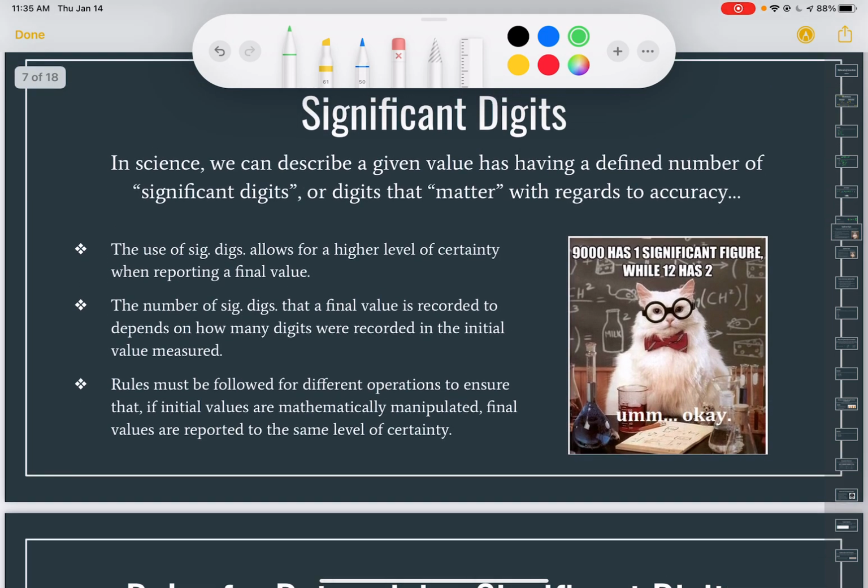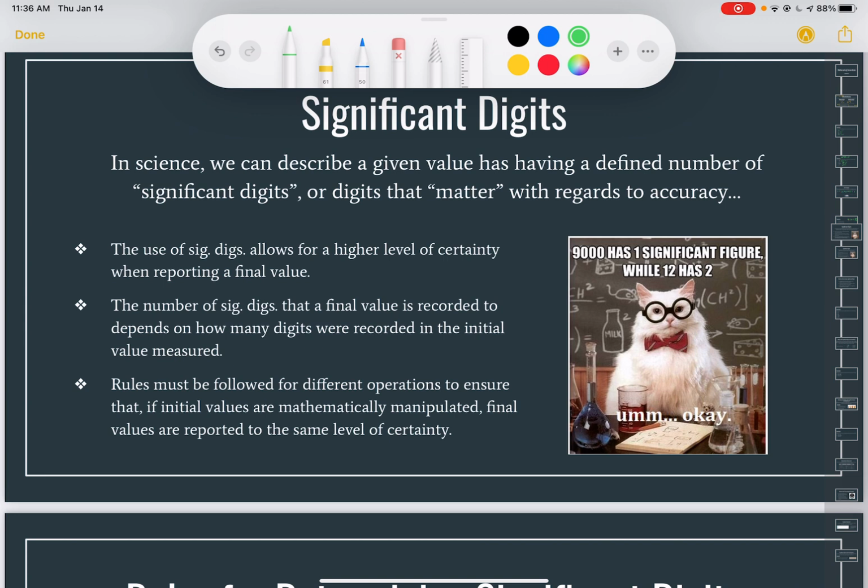Now we're going to go over significant digits. So it says in science we can describe a given value as having a defined number of significant digits, or digits that matter with regards to accuracy. So the use of significant digits allows for a higher level of certainty when reporting a final value. The number of sig figs or sig digs that a final value is recorded to depends on how many digits were recorded in the initial value measured. Rules must be followed for different operations to ensure that if the initial values are mathematically manipulated, final values are reported to the same level of certainty. So it says 9,000, this little meme, has one significant figure while 12 has two.